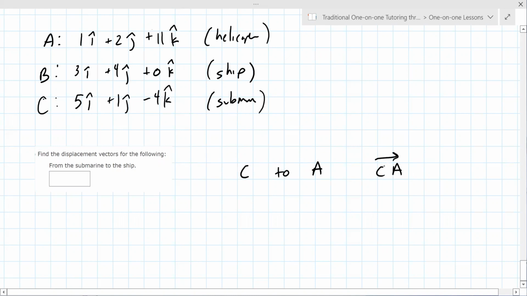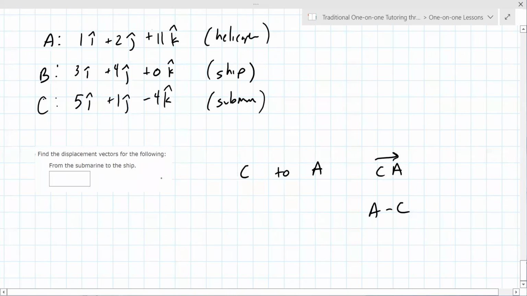So to find vector CA, it's A minus C. You take the value in A and you subtract the value in C. Yes, we're going to make a vector. We're going to do A minus C.